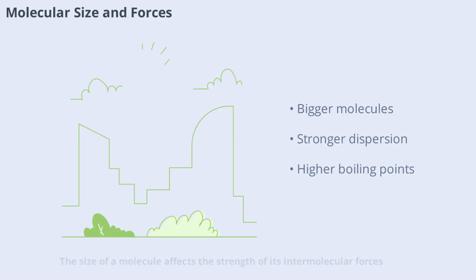The size of a molecule affects the strength of its intermolecular forces. Larger molecules have more electrons, leading to stronger London dispersion forces. This is why larger hydrocarbons have higher boiling points than smaller ones, even if both are nonpolar.